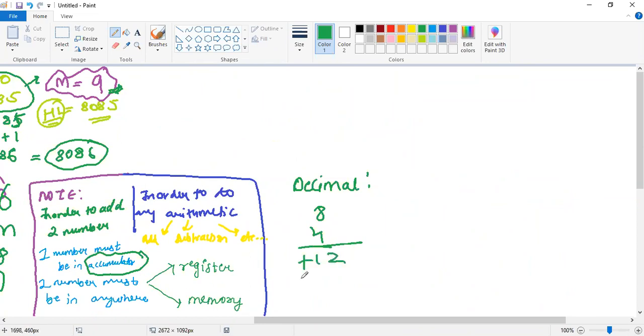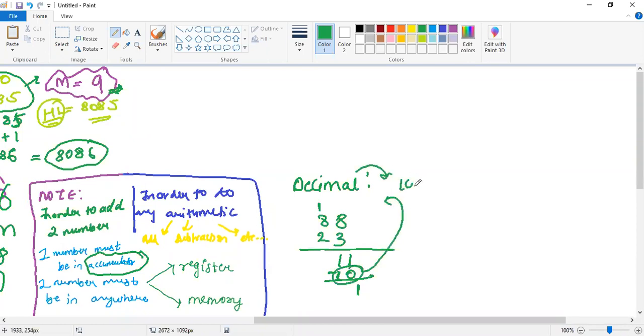Wait, not in this way, it will be easier. Assume it to be 88 and 23. First of all we add these two numbers. 8 plus 3 is 11. But we won't write 11 in this. What we used to do is subtract 10 from here, so it's 1 and then we carry 1. Why do we subtract only 10? Because decimal means 10 digits. This is the logic which we used to do.